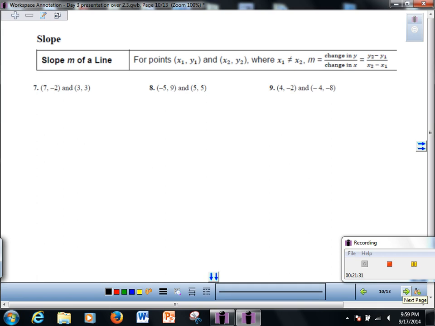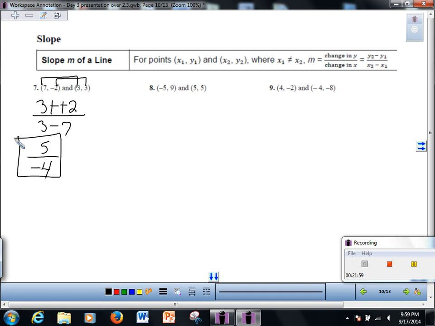And if I was there, I'd ask you to try number 7, 8, and 9 on your own, but since I'm not there, we're going to click through them really, really fast. I'm going to go 3 minus negative 2 over 3 minus 7, there to there, there to there. 3 minus negative 2 becomes 5 over negative 4. So we're going to leave it like that. Another way to write it, we could put your negative out front. It's all good and the same.